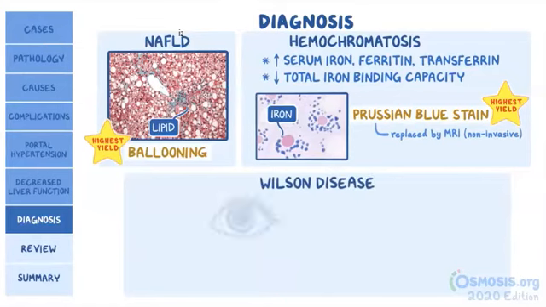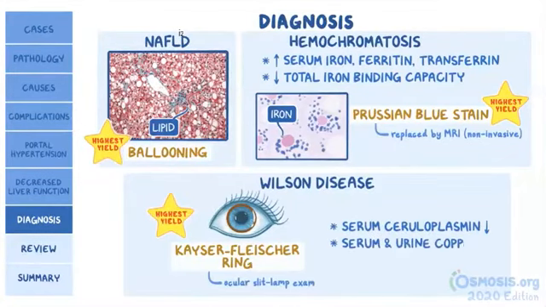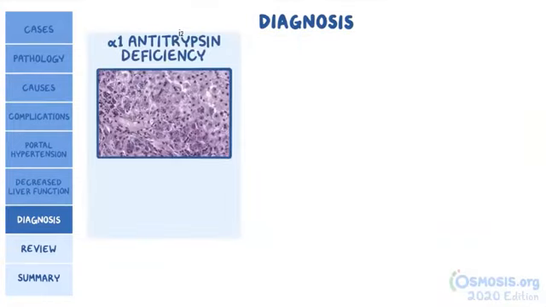In Wilson disease, look for Kaiser-Fleischer ring with an ocular slit lamp examination. Serum ceruloplasmin level is low, while serum and urine copper are elevated. In alpha-1 antitrypsin deficiency, a liver biopsy will reveal globules of misfolded alpha-1 antitrypsin protein inside the liver cells. And remember that these are periodic acid Schiff or PAS stain positive.